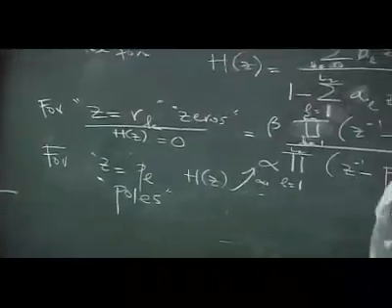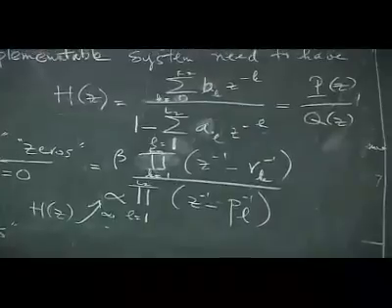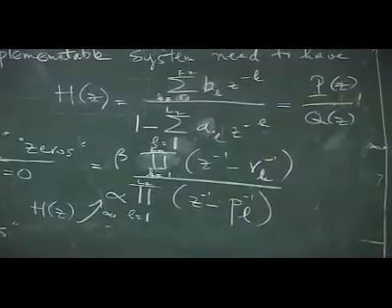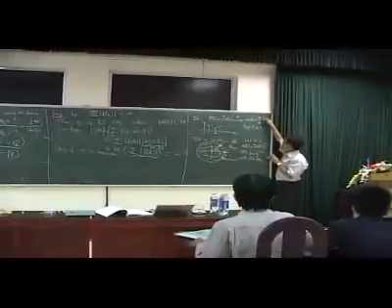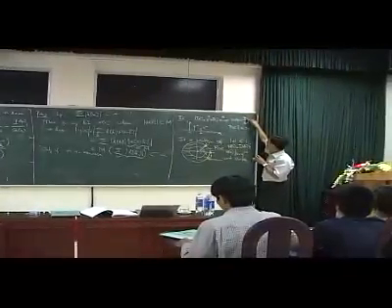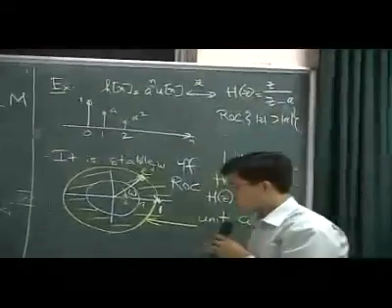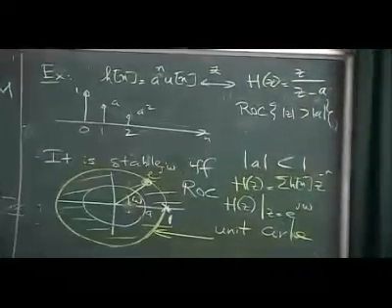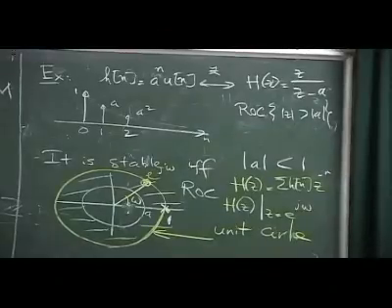So maybe we can go back to this filter. What is the zero of this filter? It is 0 here. And what is the pole of this filter? So I have a filter, and I can always draw.